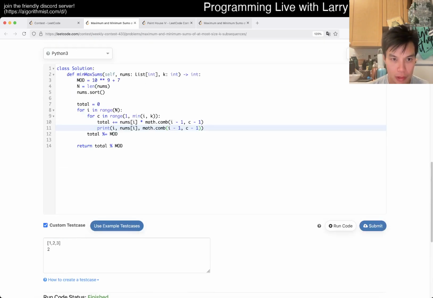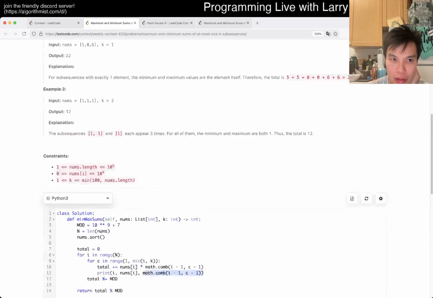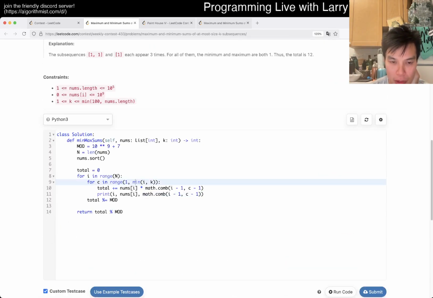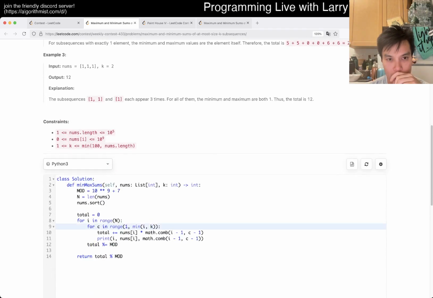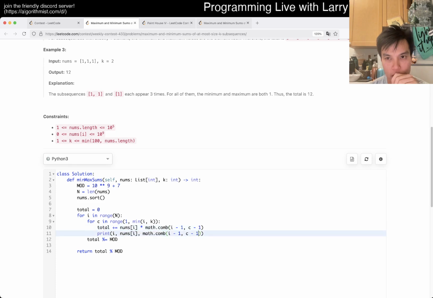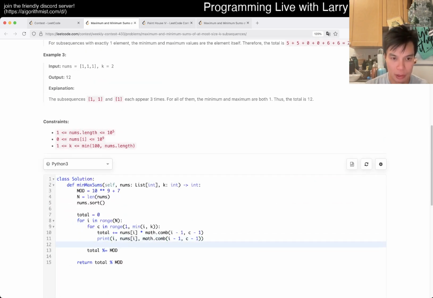Okay, 2 3 1 2. This is 1. It's only one case. No, this should be 1. So this is minimum of i. So this is 2, and k is 2. So this should work for 1 other items, but 0 other items should work too. So that's what I'm missing. So 0.